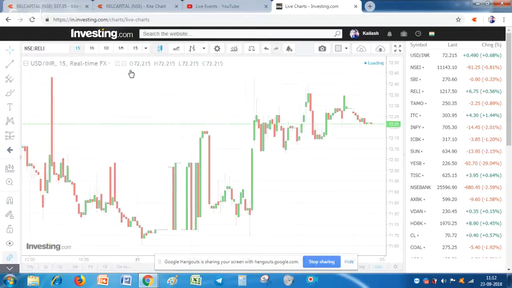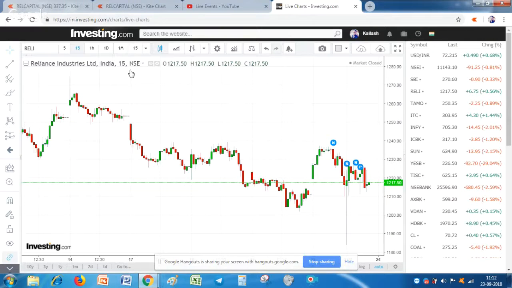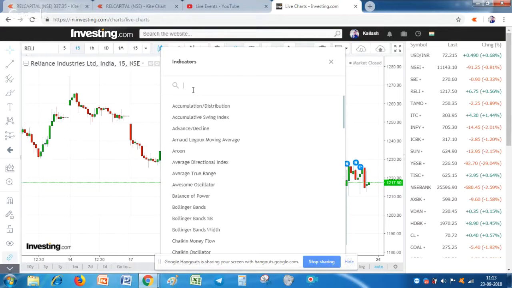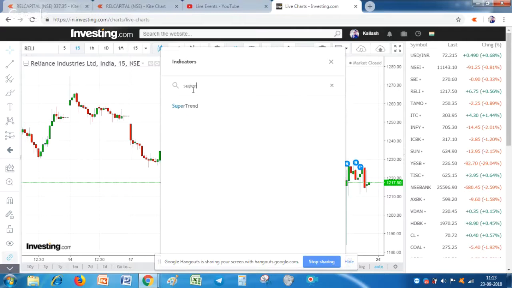Okay, so friends, I could see Reliance Industries. Friends, just give a minute. Okay, friends, so you could see here there is a chart. I have opened the Reliance Industries chart. Now I will go to this column, there's an option of indicators. I will go there and type today's indicator, that is the super trend indicator. So friends, it's a free charting site, and you could get this indicator. Let us just add RSI also.